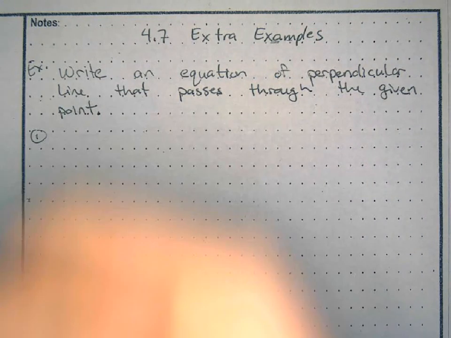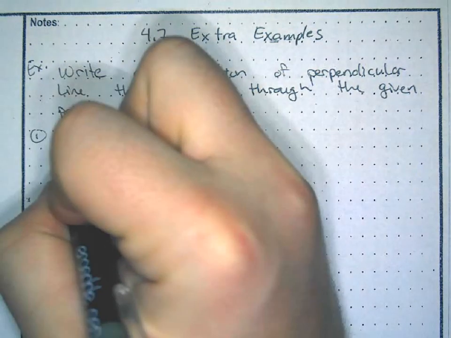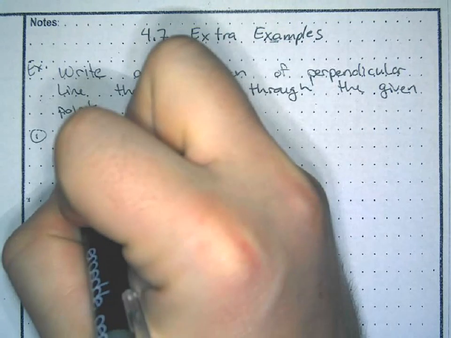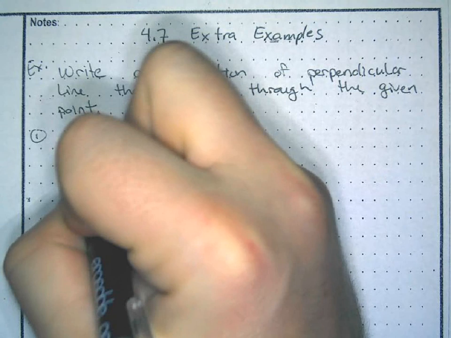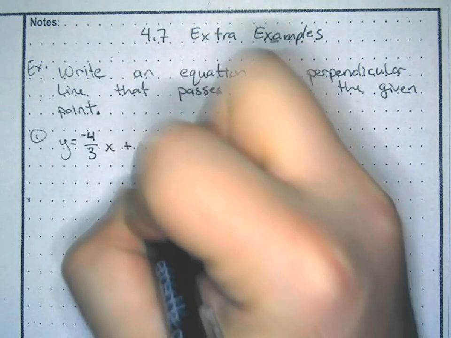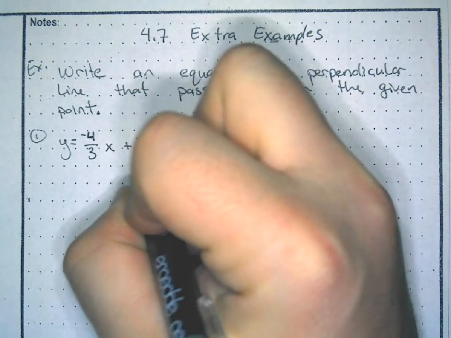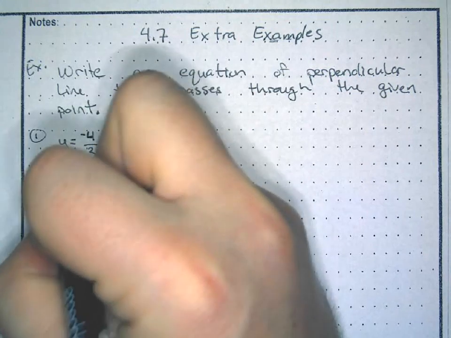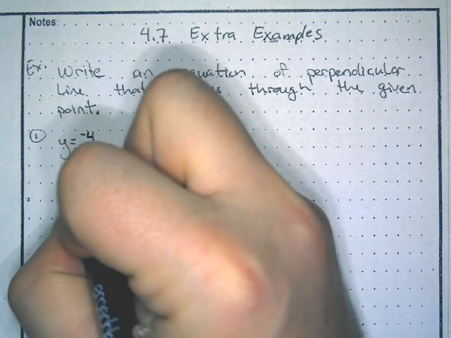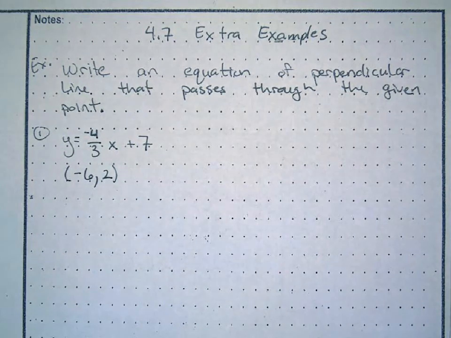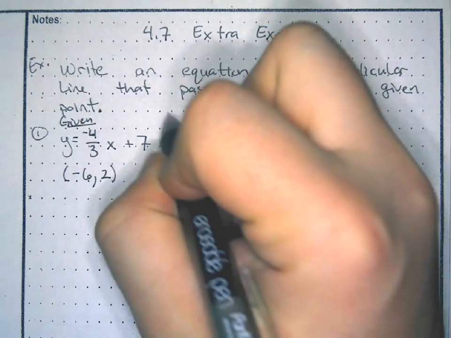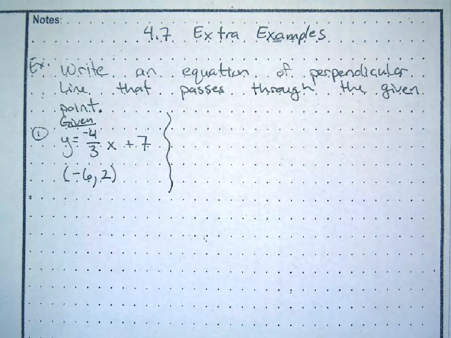So our given line will be y equals -4/3 x plus 7. We're going to pass through the point -6, 2. So this is all our given information. And over here is where we'll do our work.